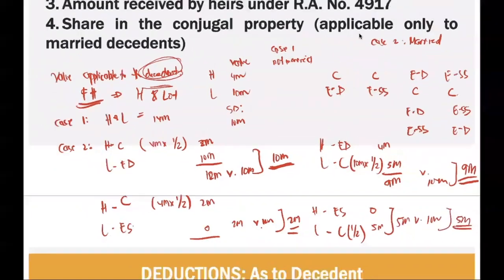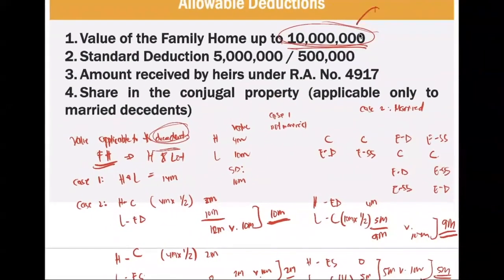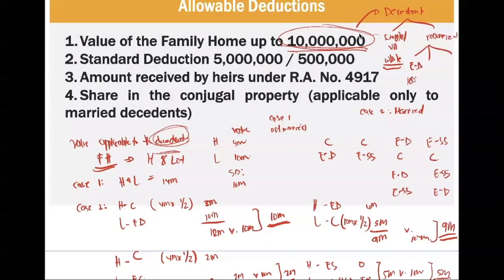Okay, so take note on your family home. You need to know only the value applicable to your decedent. If it is a single or unmarried decedent, you get the whole amount, and you compare it to your 10 million. But if married: if exclusive of the decedent, 100%; exclusive of the surviving spouse, 0; if conjugal, 50%. Those are the rules. Okay? So for the value of your family home, you compare the actual value applicable to the decedent.